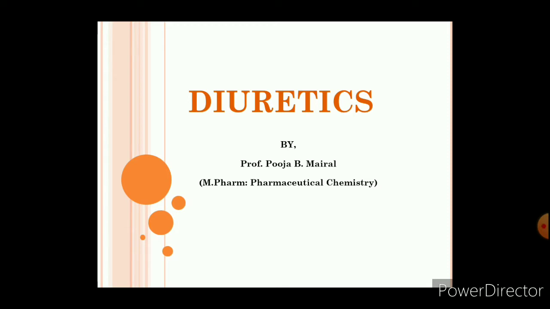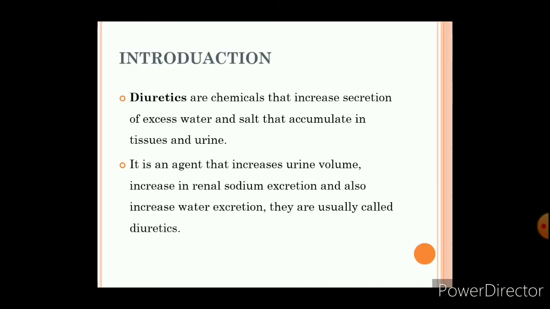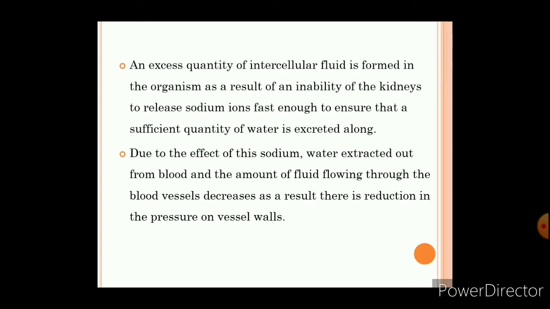In the previous lecture we studied calcium channel blockers. In this lecture we will discuss diuretics. So what are diuretics? Diuretics are chemicals that increase the excretion of excess water and salt accumulated in tissue and urine. It is an agent that increases urine volume. It also increases renal sodium excretion and water excretion. They are usually called diuretics.